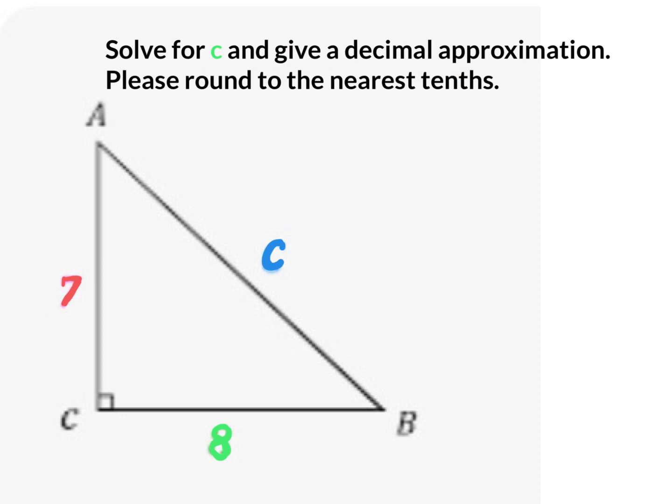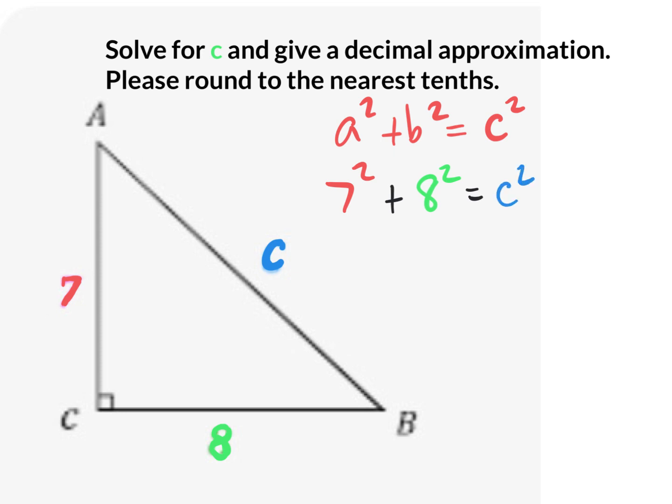So in this one, it's not going to be a perfect square number inside the square root when we apply a square root. So again, let's state the Pythagorean theorem, which is a squared plus b squared equals your longest side, the hypotenuse squared. So our a value is 7, so we're going to say 7 squared. Our b value is 8, so we're going to say 8 squared. And our c value is the c, so we're going to say c squared. So 7 squared plus 8 squared equals that longest side, c squared.